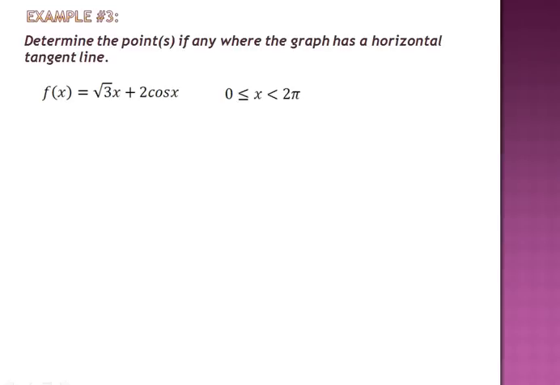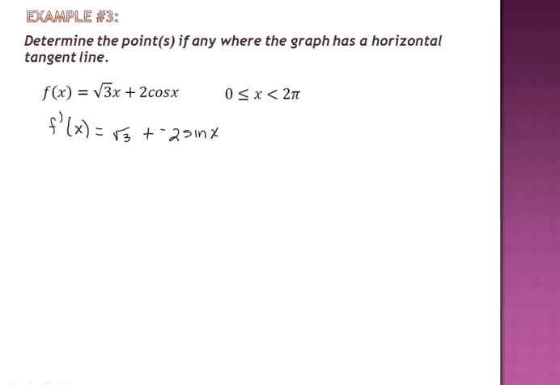Okay, so now let's do a trig equation. We want to determine the points, if any, where the graph has a horizontal tangent line, but they only want us to do one rotation of the unit circle. So I want to derive my function, f prime. The square root of 3 is a constant multiplying my x, so square root of 3 times 1x, the 1 would drop, multiply the square root of 3, x to the 1 minus 1 is x to the 0, so it's just square root of 3, plus the cosine derives to a negative sine, so I get a negative 2 sine of x.